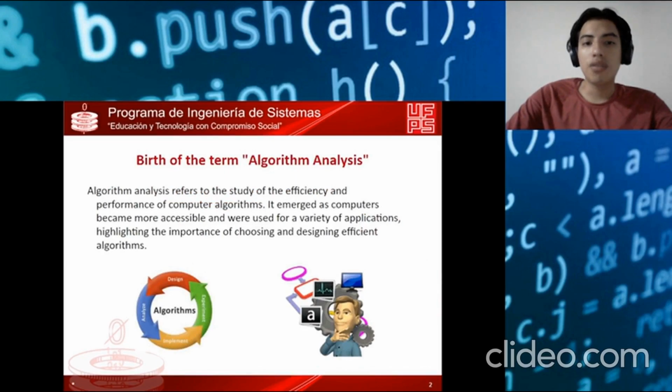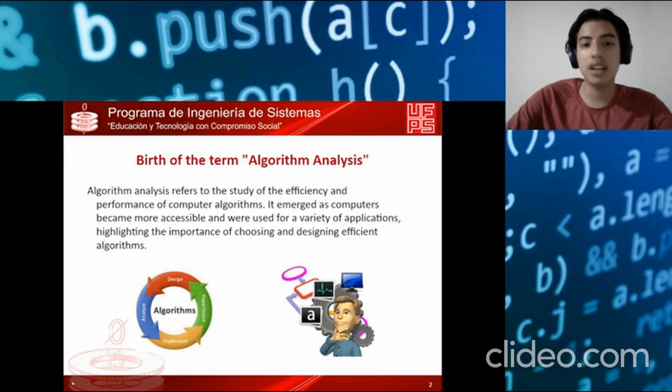The origin of the term algorithmic analysis. Algorithmic analysis refers to the study of the efficiency and performance of computer algorithms. It emerged as computers became more widely available and used for a variety of applications, which highlighted the importance of choosing and designing efficient algorithms.